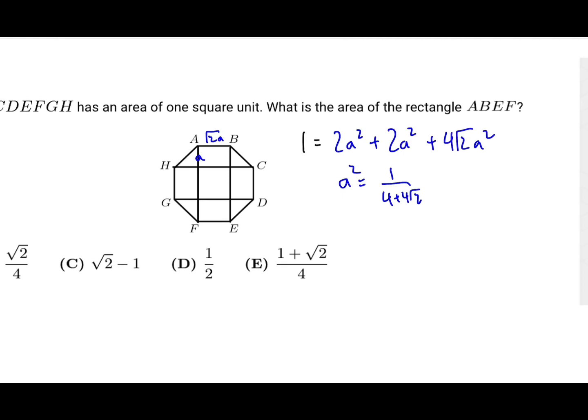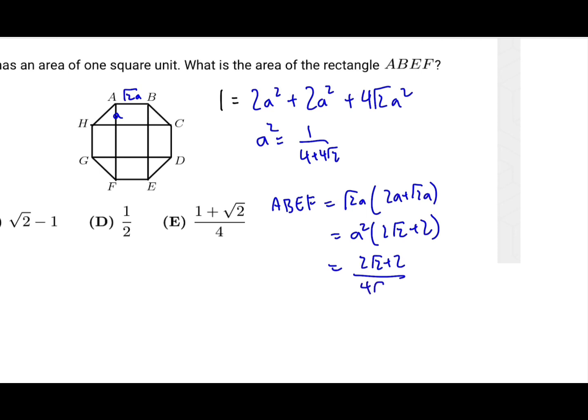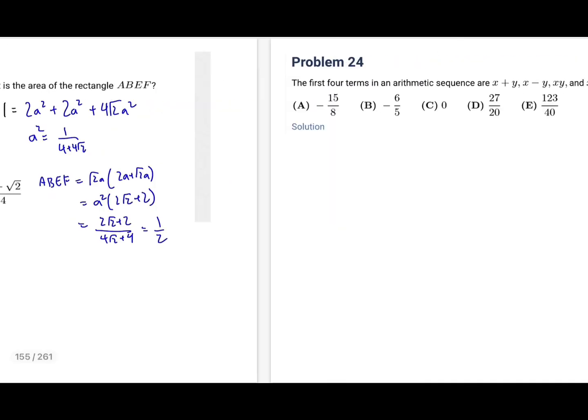The area of the rectangle ABEF would be root 2A times 2A plus root 2A. This is A times 2 root 2 plus 2. This is A squared, right? And so since A squared is 1 over 4 root 2 plus 4, this is 2 root 2 plus 2 over 4 root 2 plus 4, which is 1 over 2, so the answer is D. So it's D.